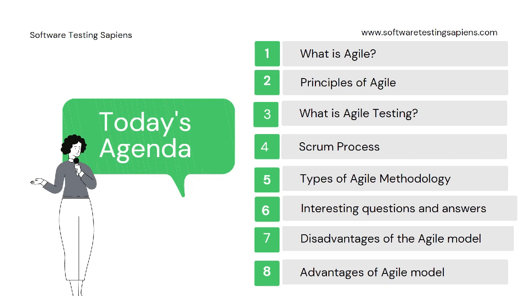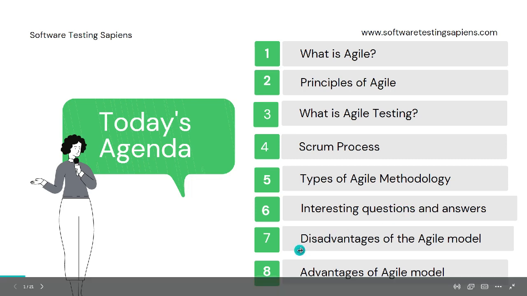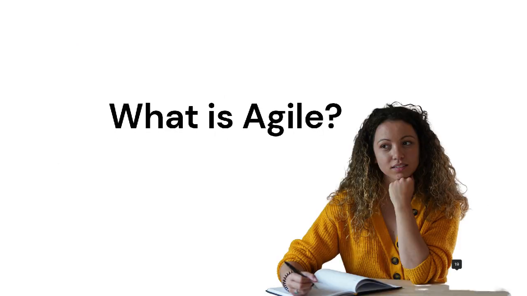So today we are going to see what is Agile, principles of Agile, what is Agile Testing, Scrum Process, types of Agile methodology, interesting questions and answers. Here we will see two questions. Next, disadvantages of the Agile model, advantages of the Agile model. What is Agile?